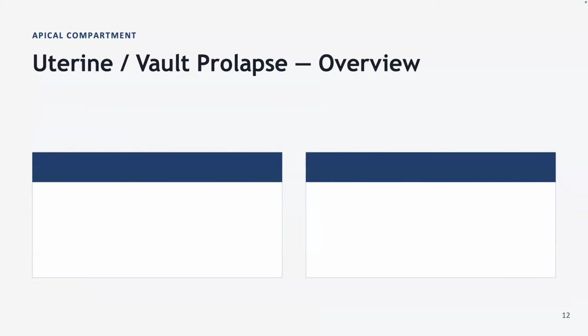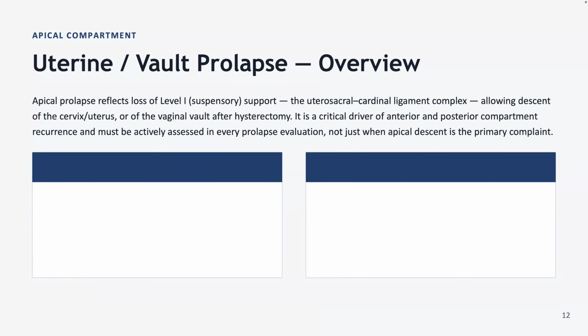Now, after the anterior and posterior compartments, we will deal with the apical compartment. That's the uterine and vaginal vault prolapse overview. Apical prolapse reflects loss of the first suspensory ligament, the uterosacral-cardinal ligament complex, allowing descent of the cervix and uterus. Vaginal vault prolapse after hysterectomy is a critical driver of anterior and posterior compartment recurrence and must be actively assessed in every prolapse evaluation, not just the apical descent.